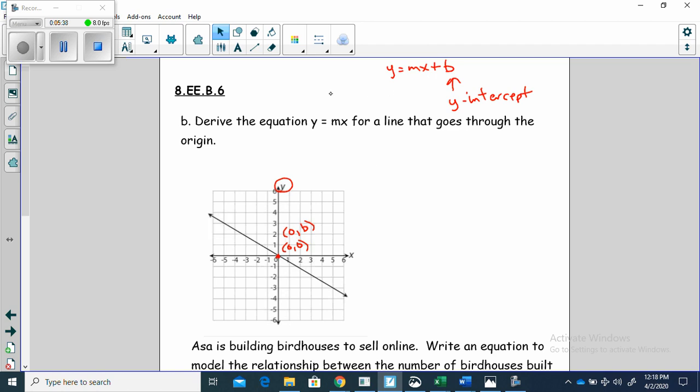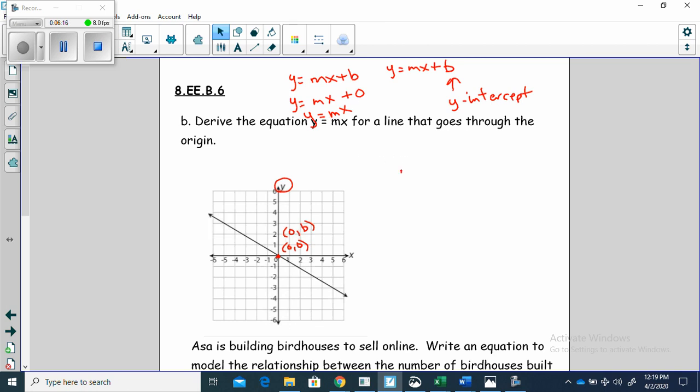That's where it's crossing. So if we start with y = mx + b, and we cross at b, where b is our y-intercept, where it crosses the y-axis, then y = mx + 0. Plus 0 doesn't really add anything or take away anything. This equation could simply be y = mx. Therefore, when it says derive the equation y = mx for a line that goes through the origin, they're simply saying b is 0, so you can leave it out.